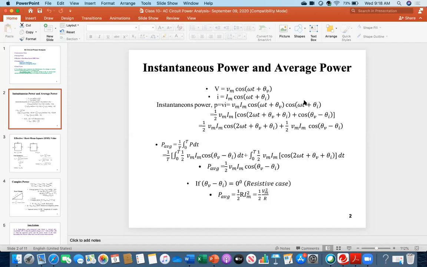Cosine of this omega t plus omega t, 2 omega t plus theta v plus theta i, plus cosine of this minus this. So omega t is getting cancelled. So theta v minus theta i.